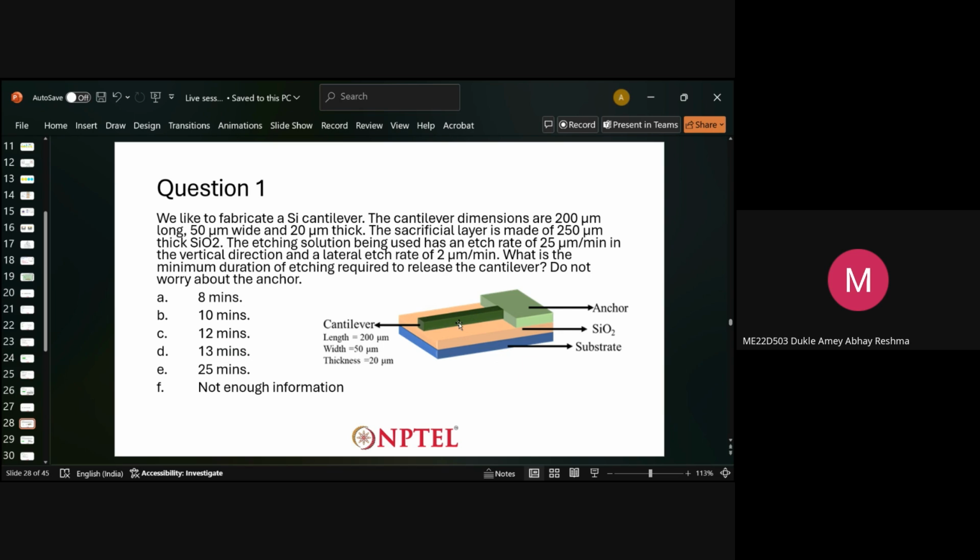So now you need to find out what will be the etch duration to remove the etchant. So 8 minutes, 10 minutes, 12 minutes, 30 minutes, 25 minutes, or no, not enough information. I hope you understood the question. If you didn't understand the question, just let me know. I'll explain the question again.